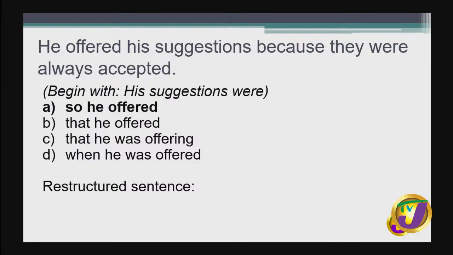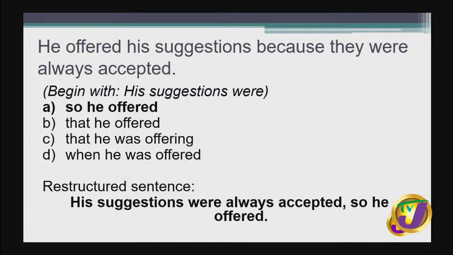So he offered. So think about the new sentence. You're going to start with his suggestions were always accepted, so he offered. There you go. There you go. All right, let's look at this next one now.